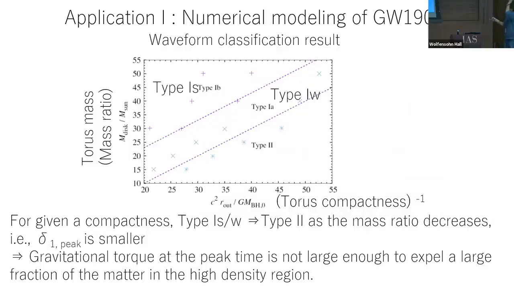Okay. So for a given compactness here, the gravitational waveform type shifts from type one S, to type one W, to type two, as the mass ratio decreases. This is also because the normalized amplitude at the peak time is smaller as the mass ratio decreases. The physics is the same: the gravitational torque at the peak time is not large enough to expel a large fraction of the matter in high density regions.